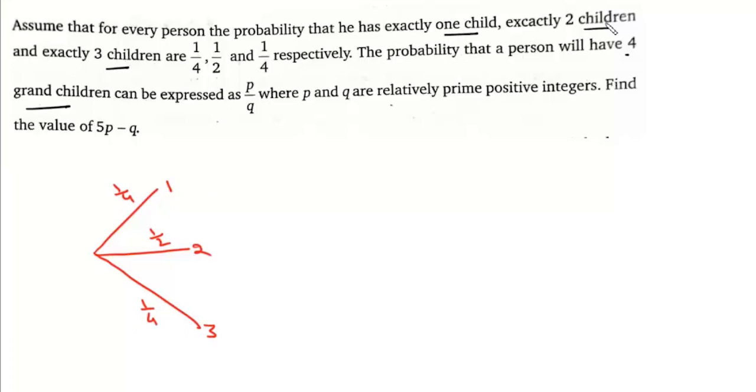Now he's supposed to have 4 grandchildren. Now with one child he cannot have 4 grandchildren. So we'll consider these two cases. So if he has 2 children, then each of these 2 children can have 1, 2 and 3 children.